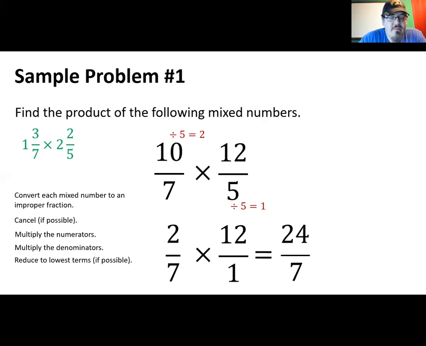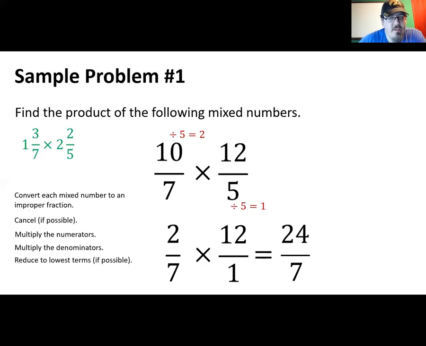Now, 24/7, nothing can divide into 24 and into 7 evenly, so this fraction is reduced. Now, some people like to convert improper fractions back into mixed numbers. It's totally up to you, or it depends on the nature of the problem. Sometimes it makes more sense to leave a fraction as a mixed number.